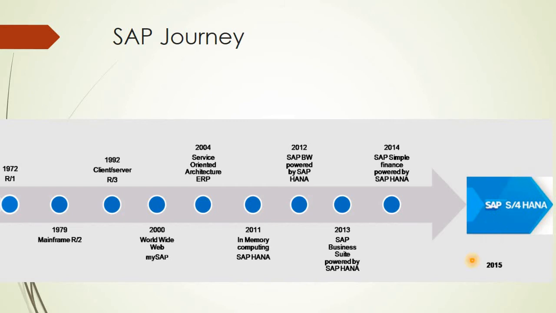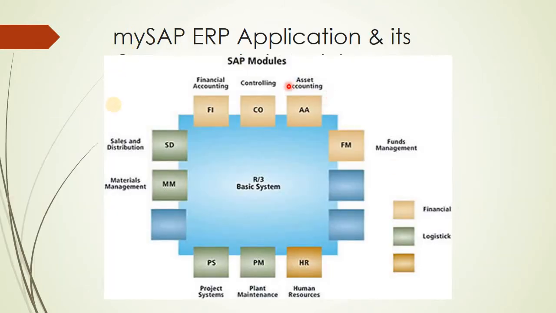So what is S4 HANA? Before HANA, SAP was using any type of database like .NET, SQL, Oracle, but now SAP introduced their own database, which is called HANA. So these are some associated applications which work together.